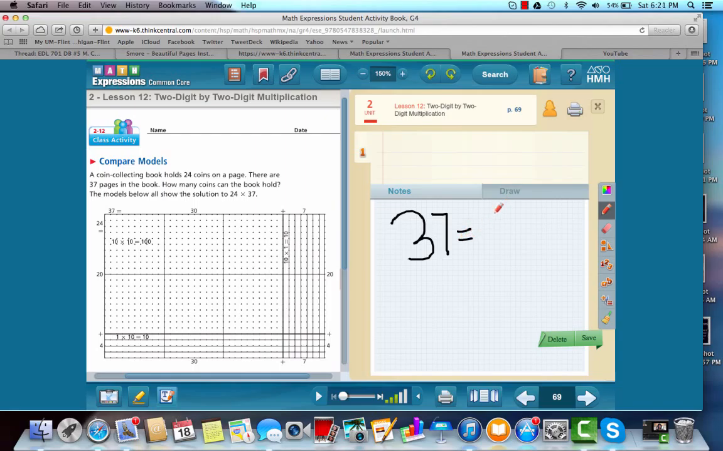Now, when looking at two-digit by two-digit models, you need to remind yourself that 37, when broken down into expanded form, is 30 plus 7, and 24, because we're looking at 24 times 37, is actually 20 plus 4 when looking at that in expanded form.